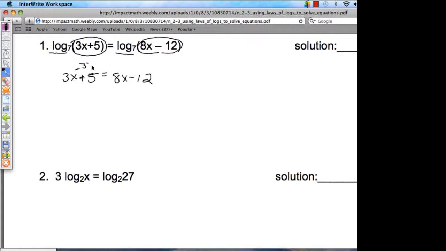So subtract your 3x, add 12, okay, and 17 is equal to 5x. So dividing by 5, x is equal to 17/5.